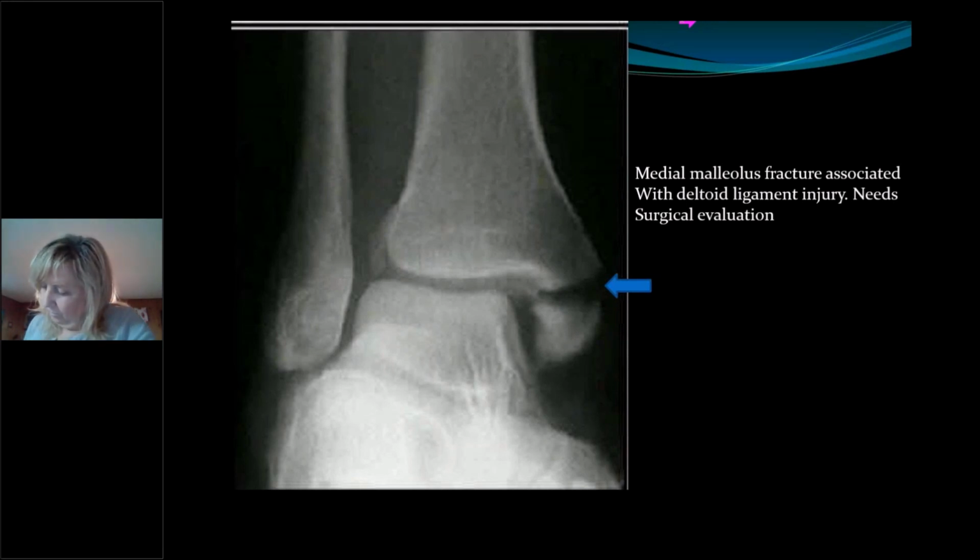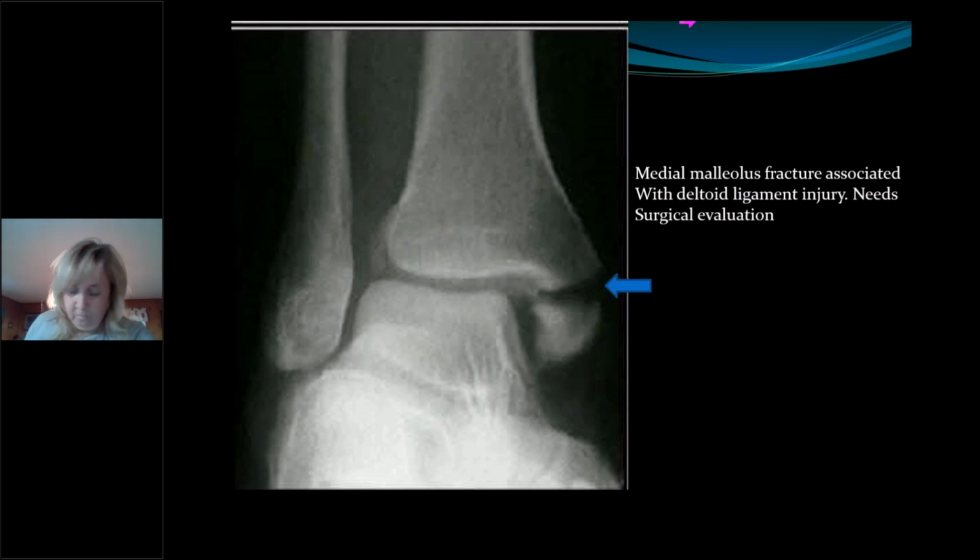However, look at this one. If we look at this person and we see there's substantial widening of the joint, and again, if we draw that line down the middle of the tibia and look where it bifurcates that talus, all of a sudden we've got a real problem here. And that deltoid ligament injury is absolutely a surgical problem.